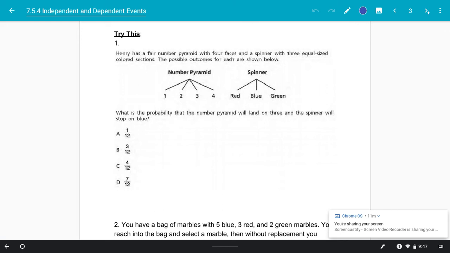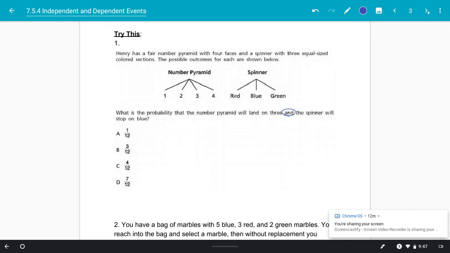So we want to know what the possible outcomes for each are shown below. So we see that for the number pyramid, we can get 1 through 4. For the spinner, we can get red, blue, and green. So the question is, what is the probability that the number pyramid will land on 3 and the spinner will stop on blue? So in order to figure out these 2 events happening together, I have to first decide, are they independent or dependent of each other?